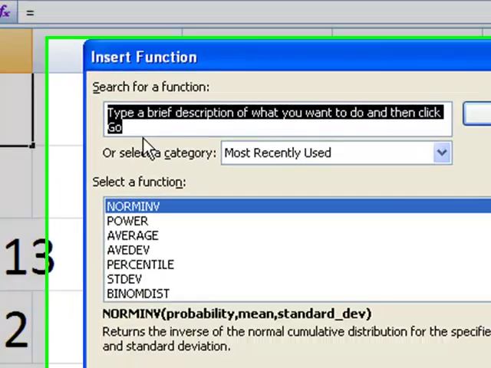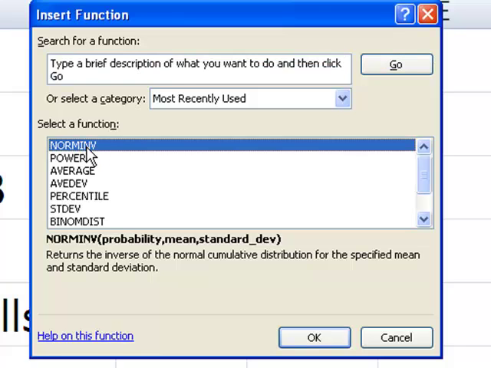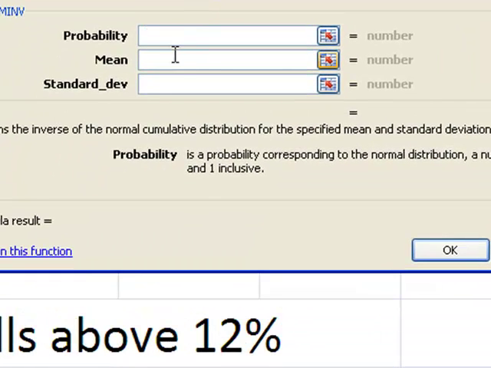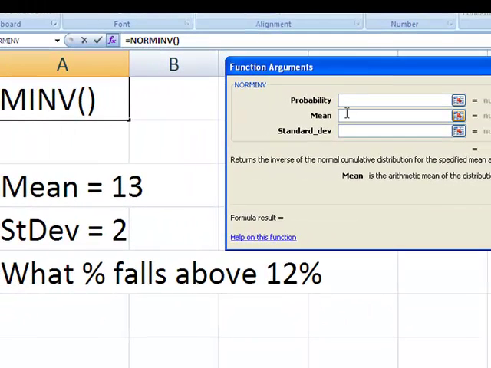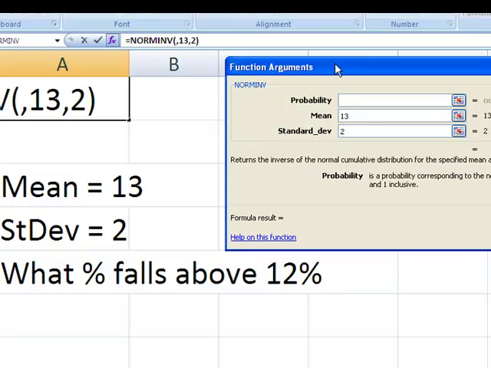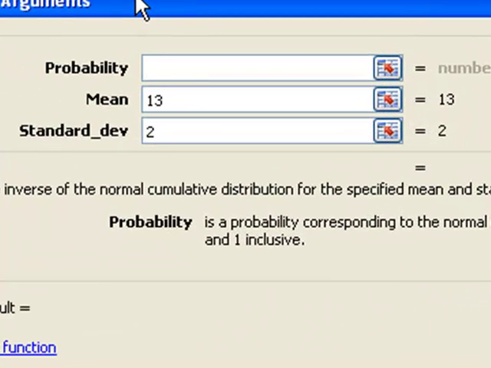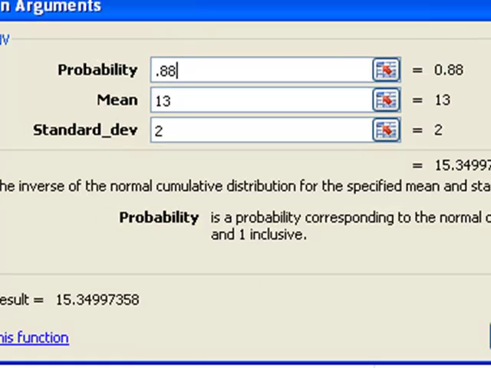I'm going to hit my little function thing. I'm simply going to select it because I've done a bunch of these in a row, so I don't need to type it in again. I'm just going to pick it, and I'm going to say OK. And here, the mean I just gave you was 13. Standard deviation was 2. Only thing that you have to do anything with is the probability. Because remember, Excel is always going to solve for the bottom half of the curve. So I'm simply going to say what area is below the 12. So I'm going to take 1 minus 0.12 equals 0.88. So I'm going to say 0.88. I'm going to say OK.